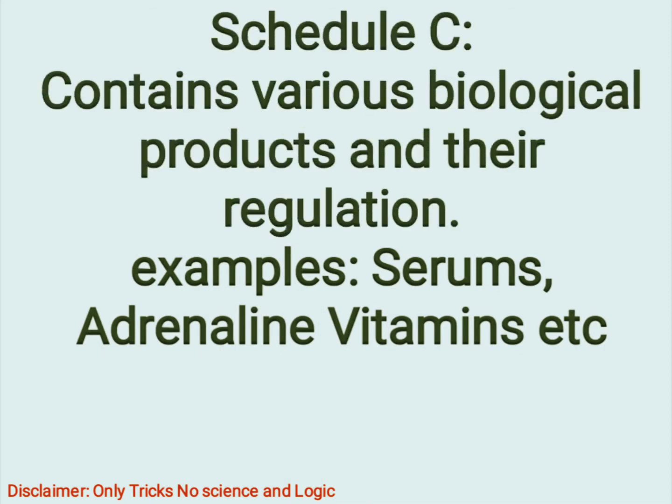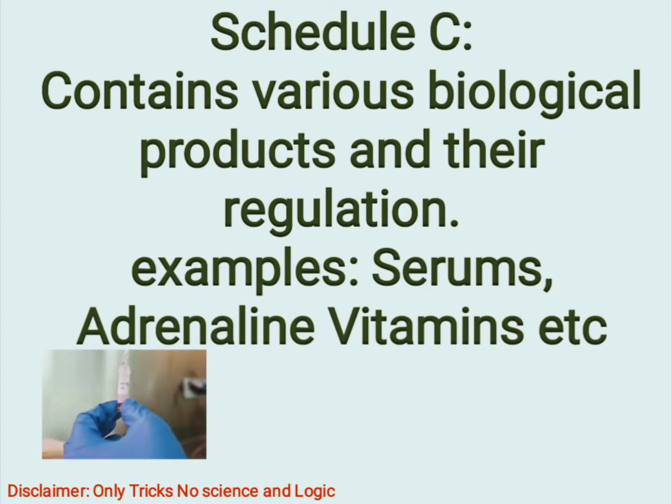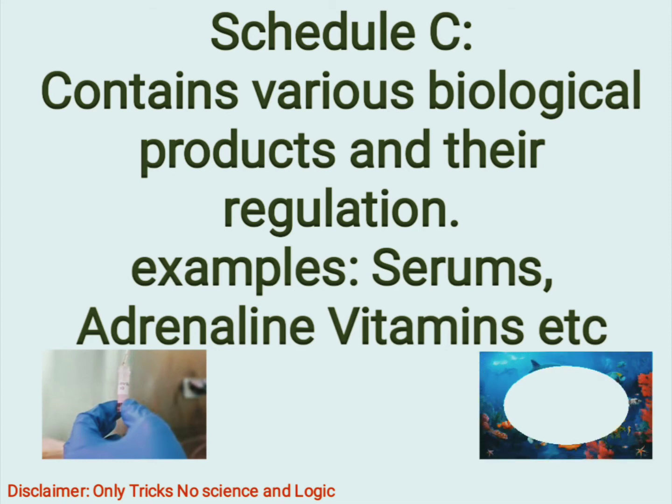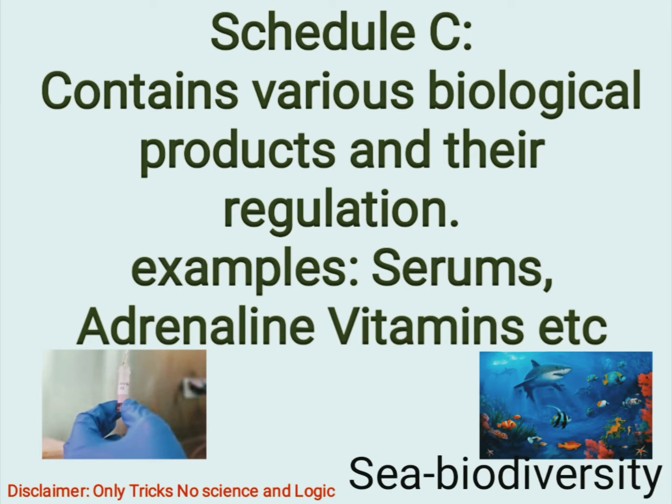Next is Schedule C. It contains various biological products and their regulations, biological products like serums, adrenaline, vitamins, etc. To remember that, remember this C, which is full of C, biodiversity. So the schedule which deals with the various biological products and their regulation is Schedule C. Remember this C.